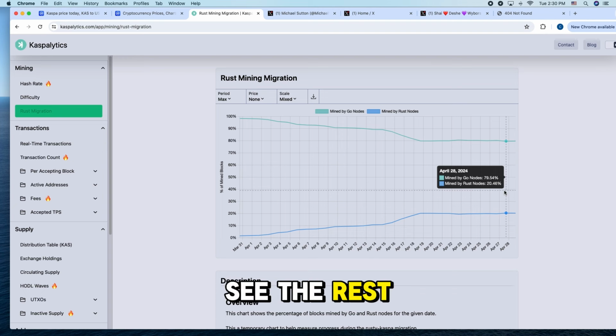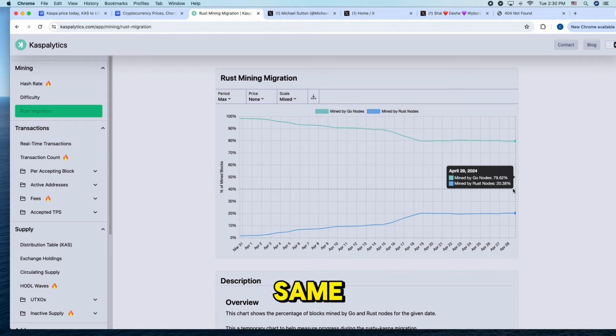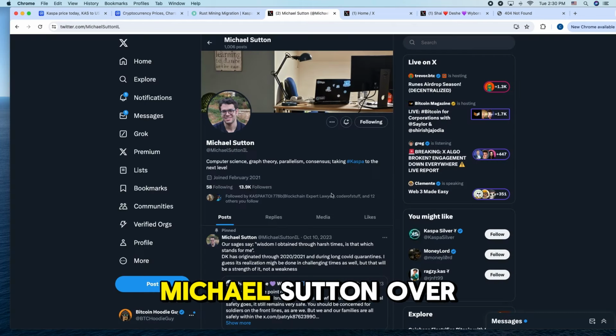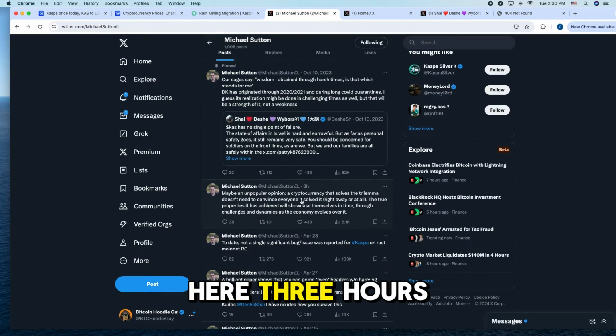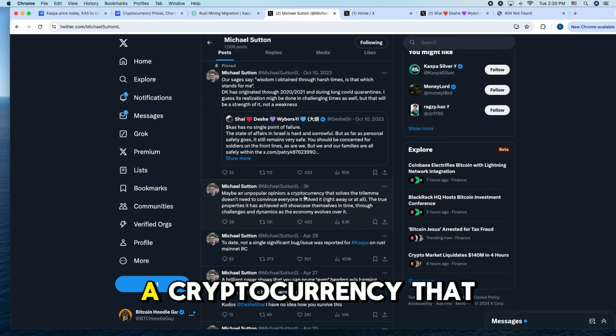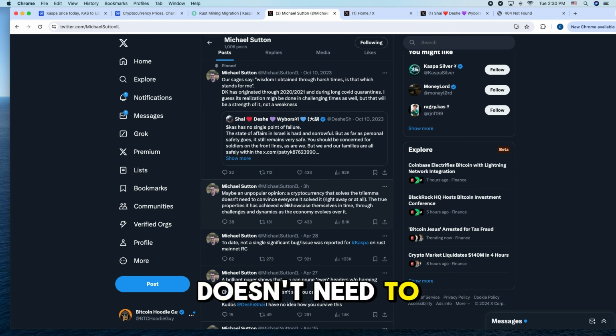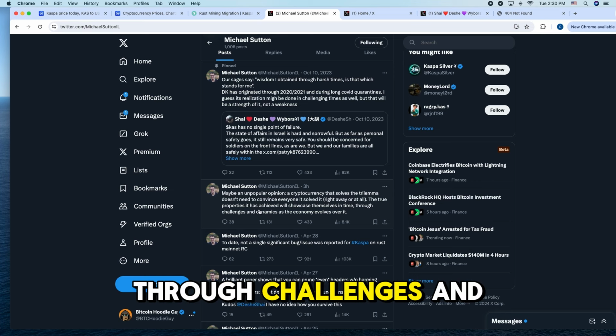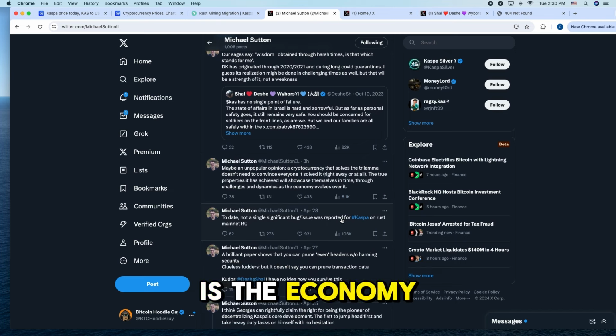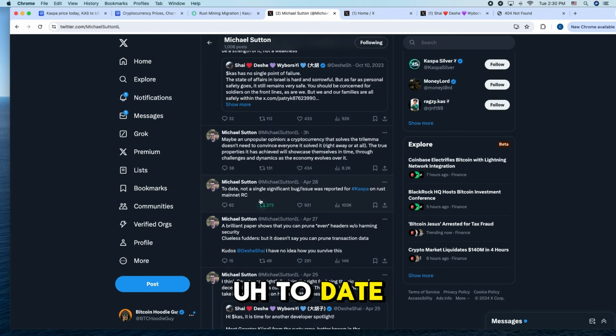All right, you can see the Rust migrations just basically staying about the same, just a hair over 20%. Michael Sutton over here, 3 hours ago: maybe an unpopular opinion, a cryptocurrency that solves the trilemma doesn't need to convince everyone it solved it right away or at all. The true properties it has achieved will showcase themselves in time through challenges and dynamics as the economy evolves over it. To date, not a single significant bug issue is reported for Kaspa on Rust mainnet. So that was a couple days ago.